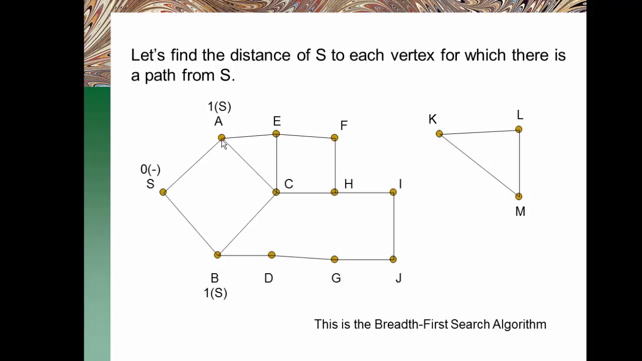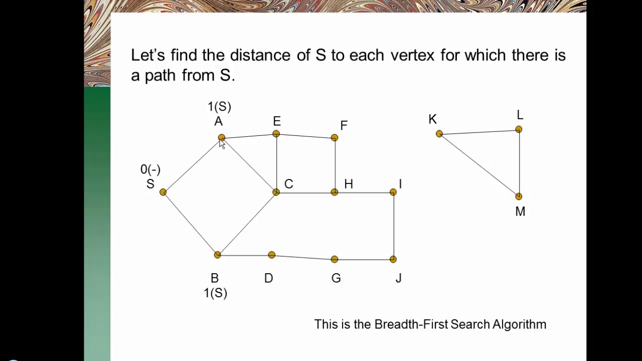Now we go to any of these two vertices and we look for the second level vertices, which are non-labeled vertices that are adjacent. Now here there's a choice. We can go to vertex A or vertex B. Let's establish the convention here. Let's assume that we're going to follow alphabetical order when there is a choice of vertices. Alphabetically, we're going to choose A next.